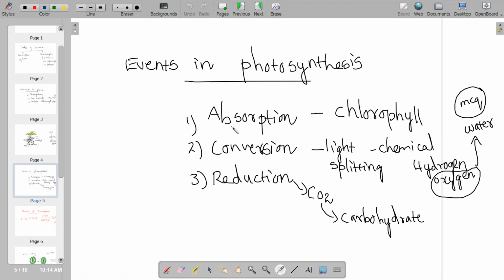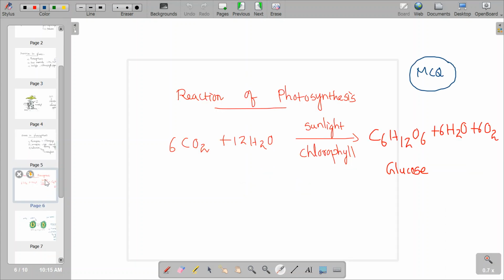Then, what are the major events in photosynthesis? Absorption of light energy by the chlorophyll pigment, conversion of light energy into chemical energy, splitting of water molecules into hydrogen and oxygen, and then the reduction of carbon dioxide into carbohydrates. Then we learned about the reaction of photosynthesis: 6 molecules of carbon dioxide combine with 12 molecules of water, in the presence of sunlight and chlorophyll pigment, and are converted into glucose, water, and oxygen.